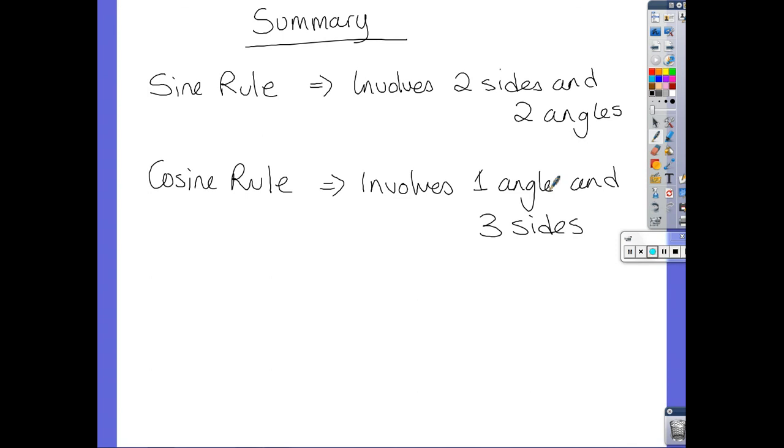So to tell the difference between the sine rule and the cosine rule, you look at how many sides you know basically. So it's two sides for the sine rule and three sides for the cosine rule.